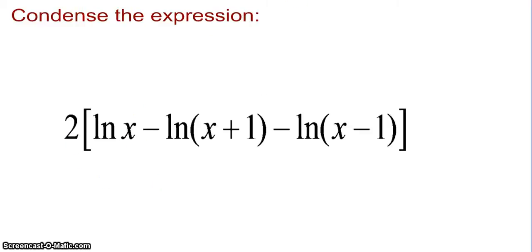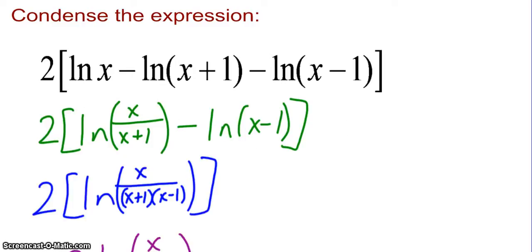Next one, condense the expression again. Pause the video, unpause when you're ready to check your work. Alright, so this one's a little bit tricky maybe, because we have the subtraction twice. So one way to approach this is to just look at these two terms first. So combine those two because they're the first two. And so if I combine those, then I have the natural log of x over x plus 1. And then now that's minus the natural log of x minus 1. Again, the 2 is outside the brackets, so I'm just leaving that there for now. We'll deal with that later.